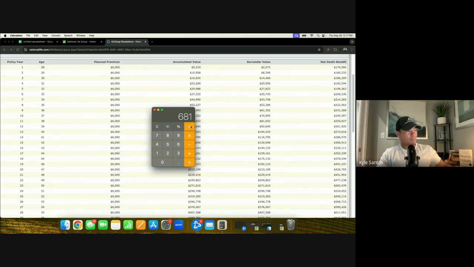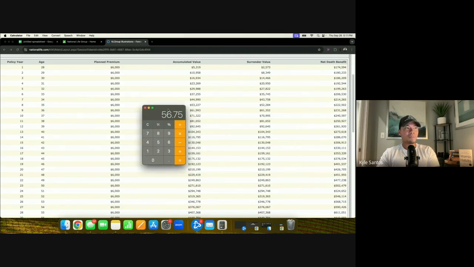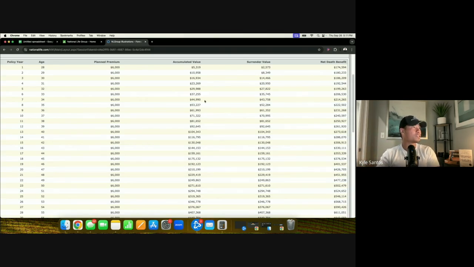So if we divide this by 12, out of the $500 you're putting in, the insurance company is taking $56.75 as their quote unquote fees. So they give you 174K in death benefit for protection. All right. So now let's look at the accumulation, right? This illustration is showing it at roughly 5%.